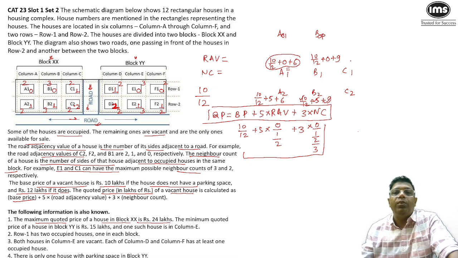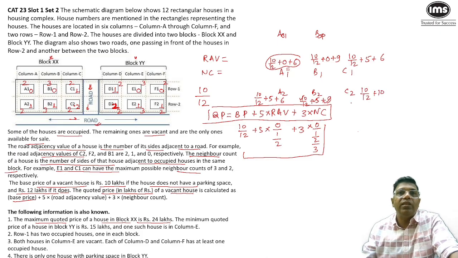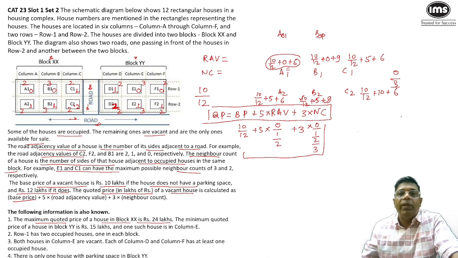What about C1, C2? C1, 10 or 12 plus road adjacency is 1. So 5 plus 6. So it can maximum reach to 23. What about C2? 10 or 12 plus 10. Since road adjacency is 2, so you have 10 lakh plus it can have 6 or 3 or 0. In any case, this value can go up to more than 24, but 24 not getting. So I think that house has to be B2.